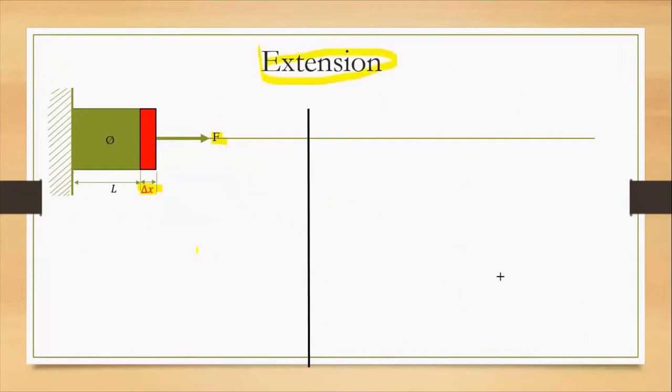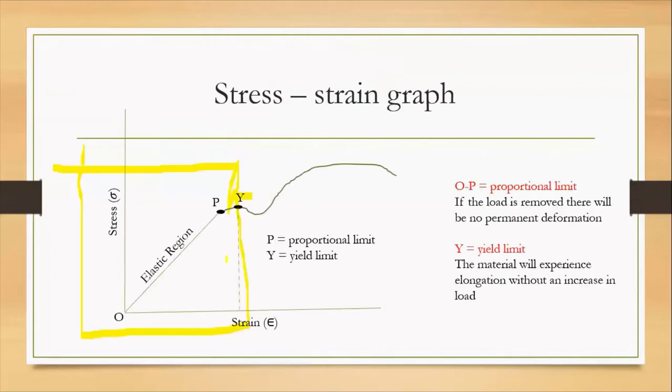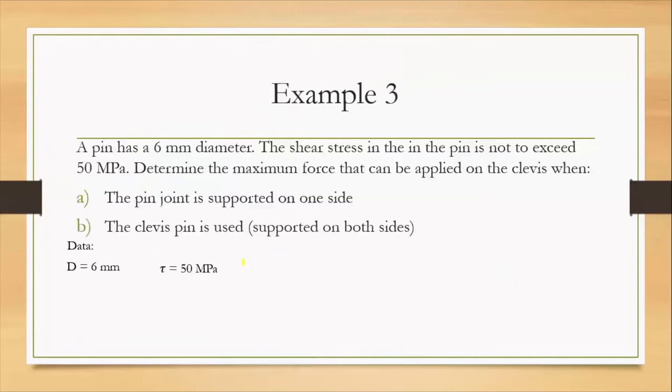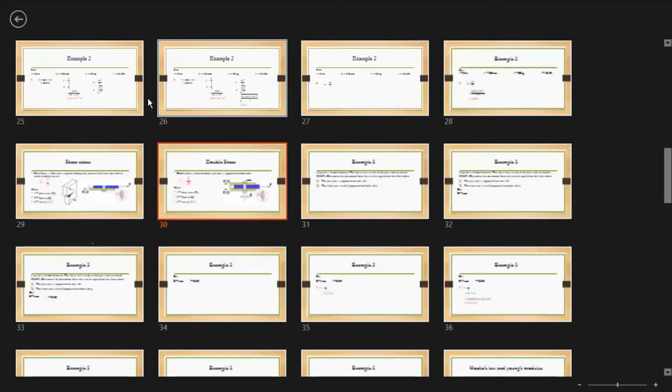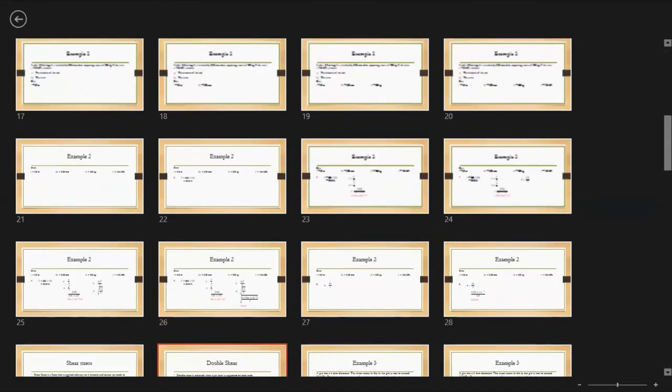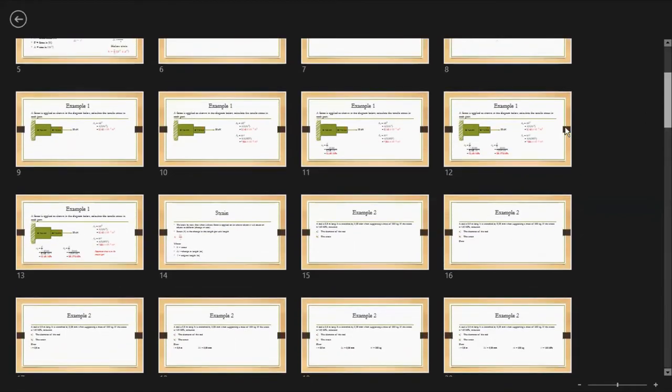So how do we calculate the extension of this load if we do not have strain? Because you know that extension can be calculated with this formula here. We want us to also understand why I'm opting for this.